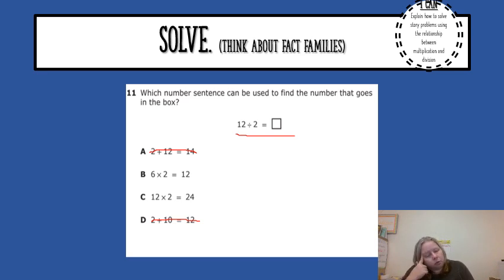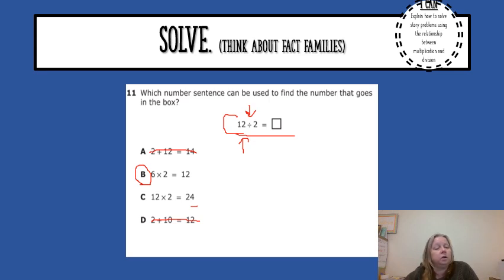Now when I think through this logically, I could do like 12 circles and divide them into 2s and count how many. But I also know when you divide that this is the biggest number, so the number's going to be smaller because you have two small numbers and one big number. The biggest number is at the front of division. So it's going to have to be B because 24 is bigger than 12.